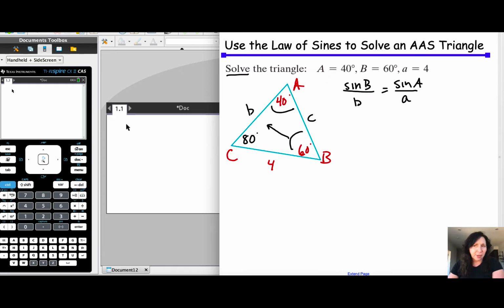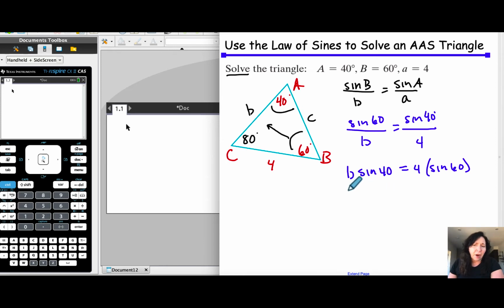Putting the values in, sine of angle B is sine of 60 over little b, that's our unknown, equals sine of angle A, which is 40 degrees, over little a, which is 4. I'm going to cross multiply. I'm going to say b times sine of angle 40 is equal to 4 times sine of angle 60.